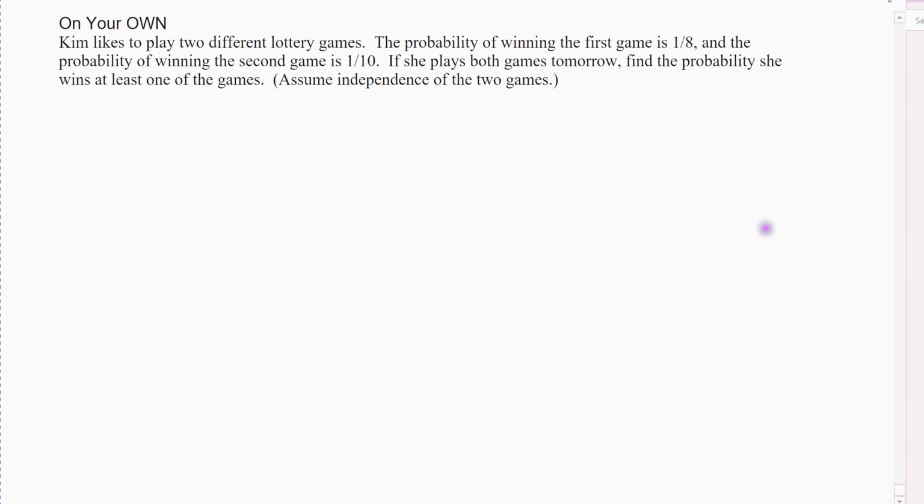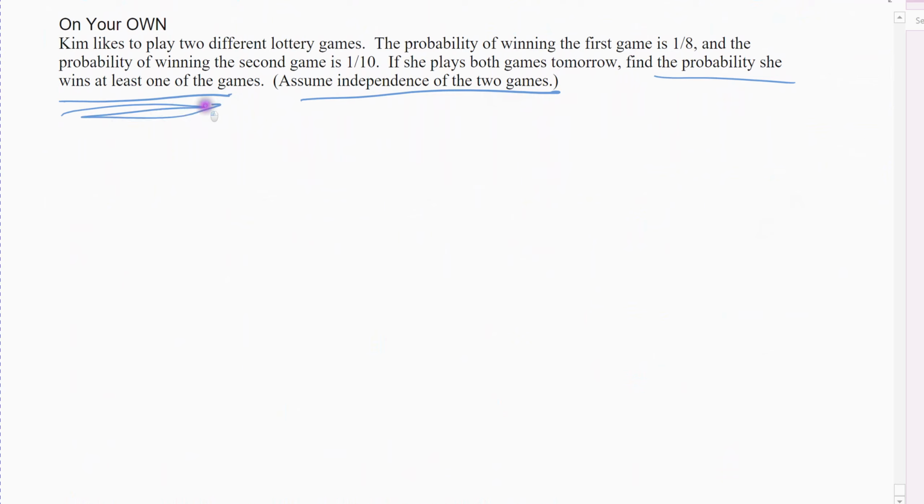The last one's to be done on your own. Again, they are independent events, so find the probability she makes at least one of them. So this is the at least case. So try this on your own. I will post the answer to this later on, but this is just like the at least case we had in the basketball example. All right, so set it up, practice it. Again, I would probably use my complement on this one as well. Maybe 1 minus the probability you don't win either game.